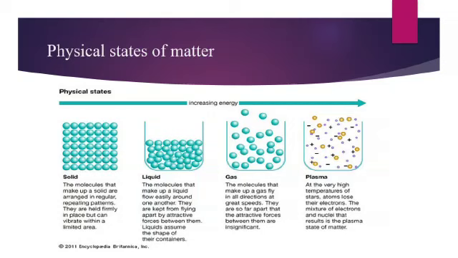In gases, the molecules that make up a gas fly in all directions at great speeds. They are so far apart that the attractive forces between them are insignificant. Due to the large distances between their particles, the forces of attraction are very weak. They collide with one another, they are in random motion, and also they collide with the walls of the container in which they are filled. So gases behave differently. Plasma is a state which occurs at a very high temperature, like in heavenly bodies, in stars, where electrons and nucleus are disintegrated due to a lot of temperature. That state is called plasma.